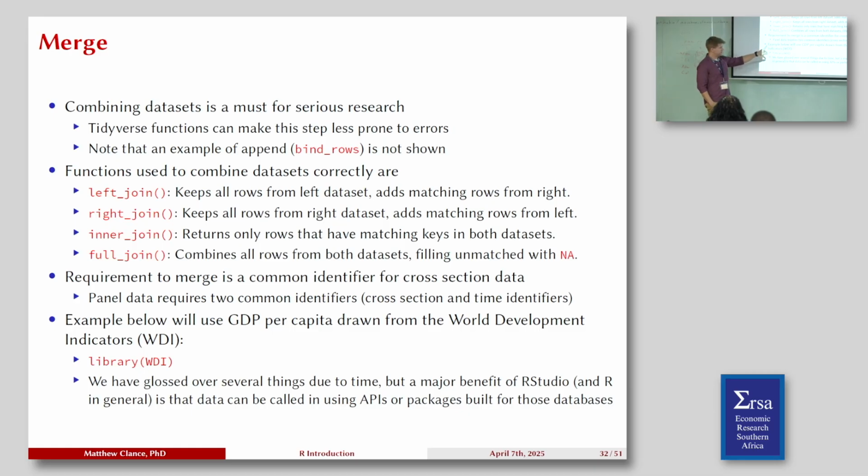So I'm going to use GDP per capita drawn from the World Development Indicators. And we can actually do that again. Like I said, you could go and find it on the internet, download it, and then import it using the CSV command that we used earlier. Or you could actually just call it in directly using the package WDI. It's a little bit easier to do that. And I've mentioned it, but there are so many data sets that you can just pull directly into R.